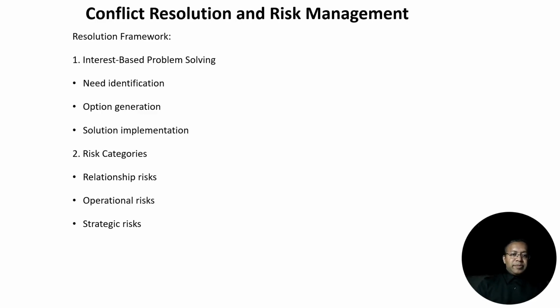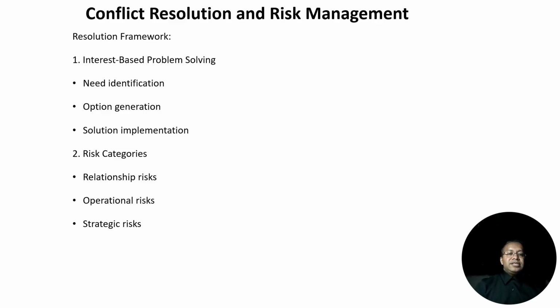There's this next aspect of conflict resolution and risk management. Obviously, you want to make sure that if some of the stakeholders have a problem, they raise concerns, they have conflicting interests, how do you identify conflicts and how do you manage and mitigate the risk? So the resolution framework in terms of having a conflict with one of your stakeholders is to see if there is interest-based problem solving. If you identify what problems stakeholders bring to the table and then have option generation to provide solutions and then give them the solution implementation to satisfy their requirements to address their problems or concerns.